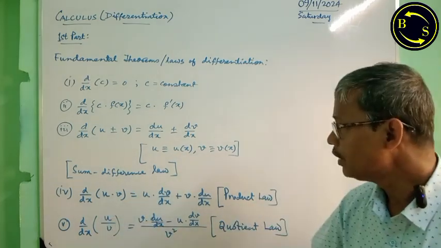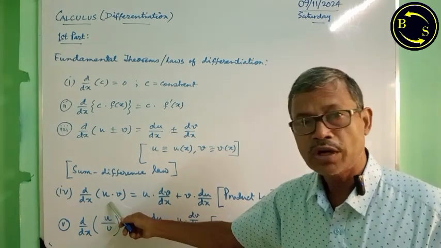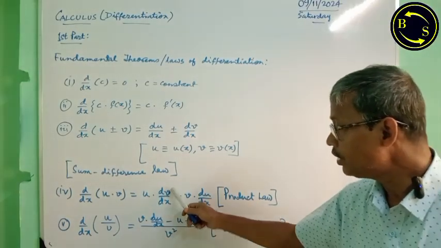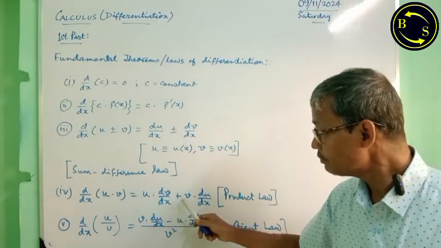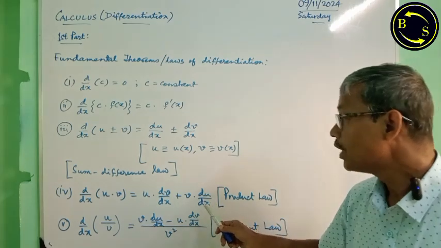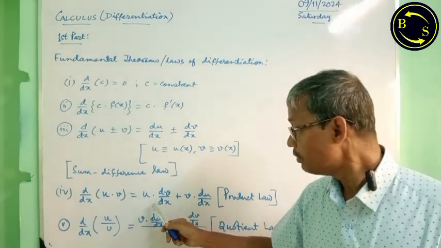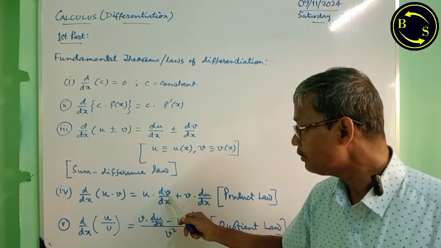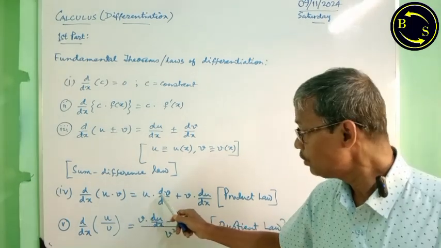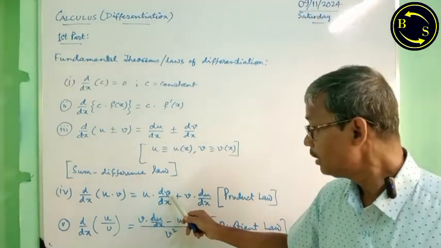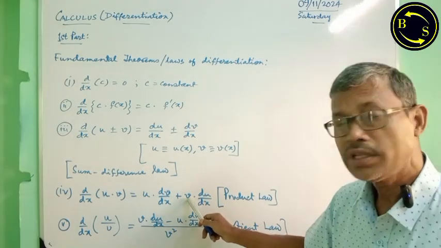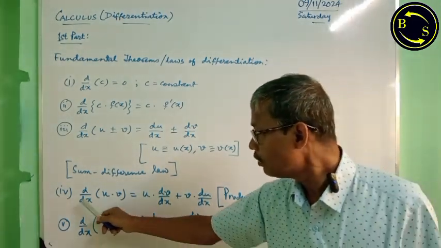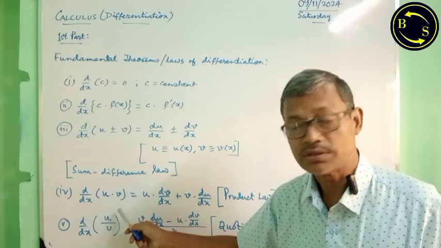Then the product law, the derivative of the product of two functions u and v, will be equal to u into dv/dx plus v into du/dx. We can remember this like: first function into the derivative of the second function, plus second function into the derivative of the first function. We call this the derivative of two functions.